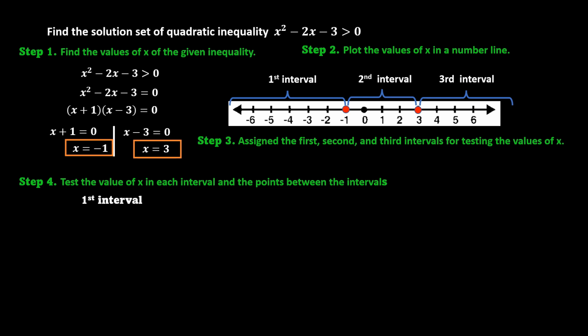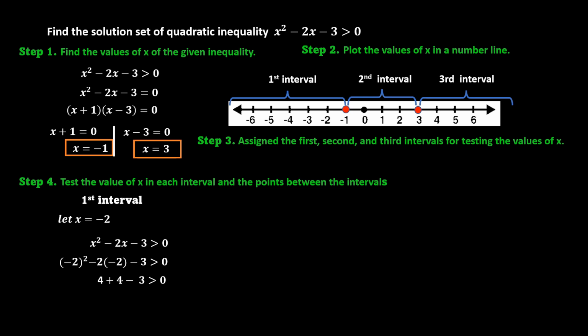From the first interval choose any number as a value of x. I chose negative 2 for the first interval. Let x be equal to negative 2. Get the given inequality, which is x squared minus 2x minus 3 greater than 0. Then, substitute the value of x which is negative 2. So, we have negative 2 squared minus 2 times negative 2 minus 3 is greater than 0. Next, let us simplify each term.